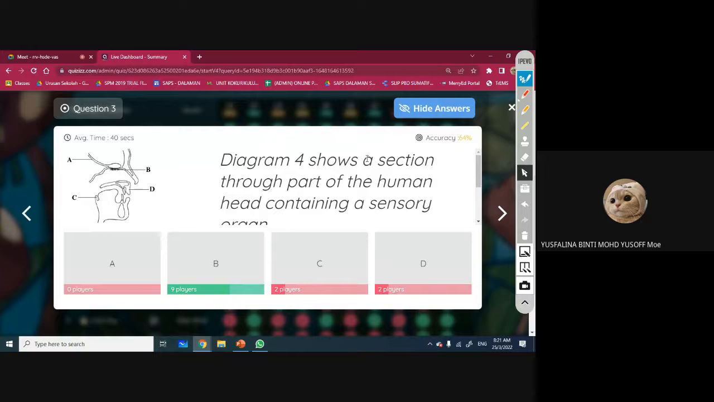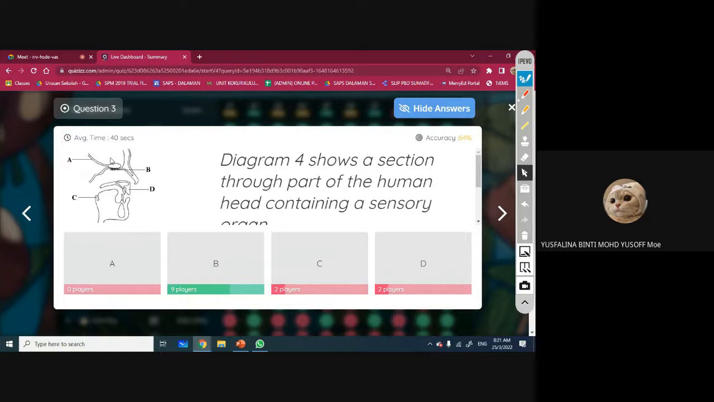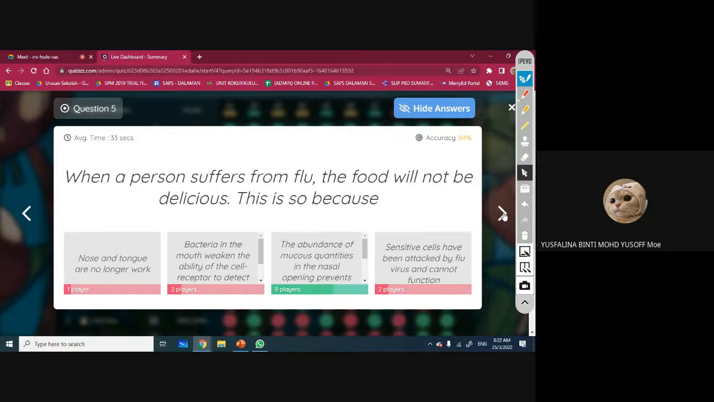Diagram 4 shows a section through part of the human head containing a sensory organ. Which of the parts A, B, C, D is a sensory cell? The answer is B. C is no. A is actually the nerve. So B is here, right? It's here.